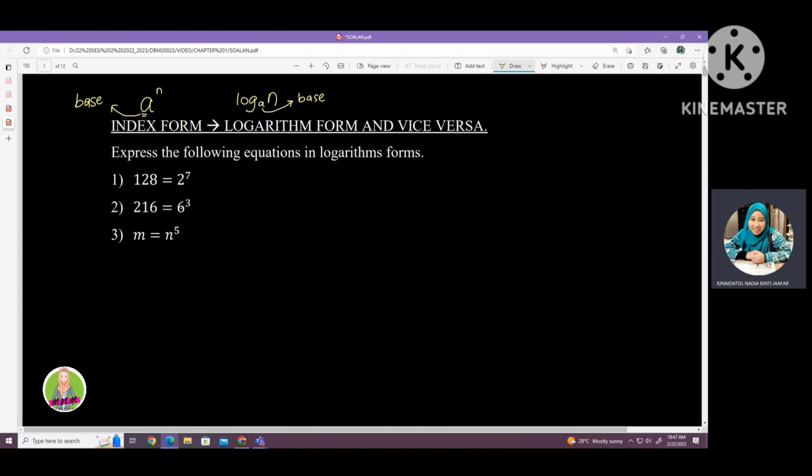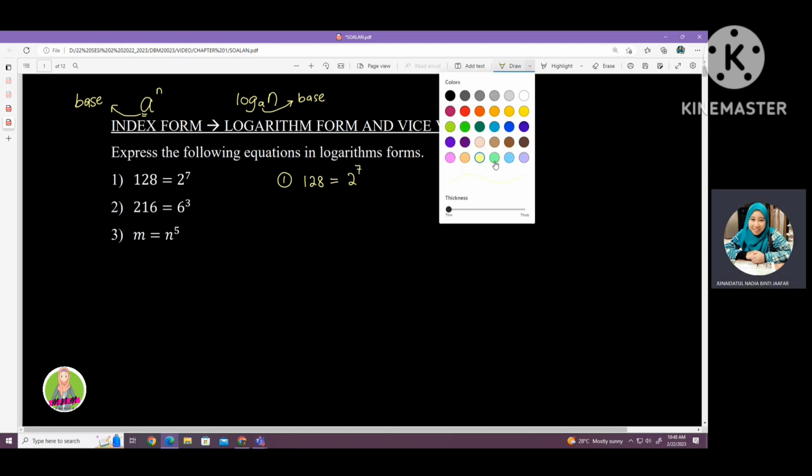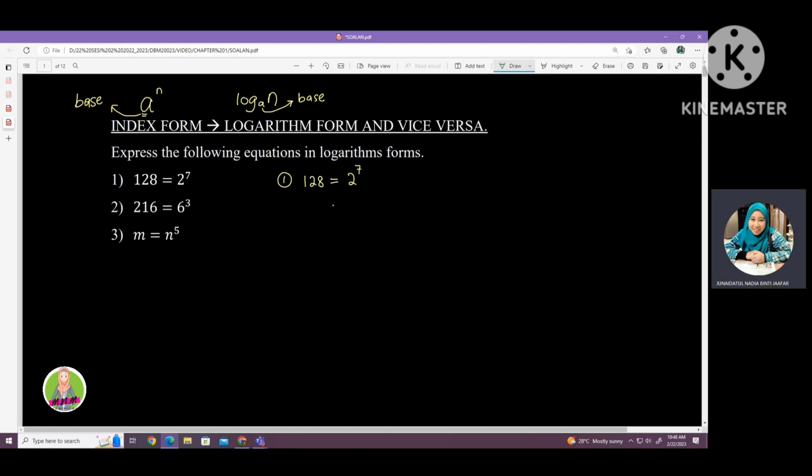Okay. Jadi kita tengok soalan yang pertama, kita ada 128 sama dengan 2 to the power of 7. We must convert or express this equation in log form. Cara dia, mesti ada perkataan log dekat depan ni, dan nombor yang di sebelah kiri ni, just tulis je balik, log 128.